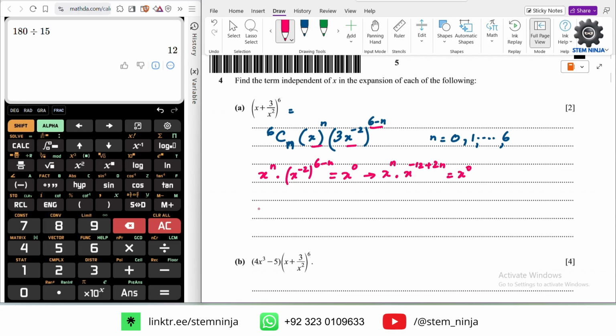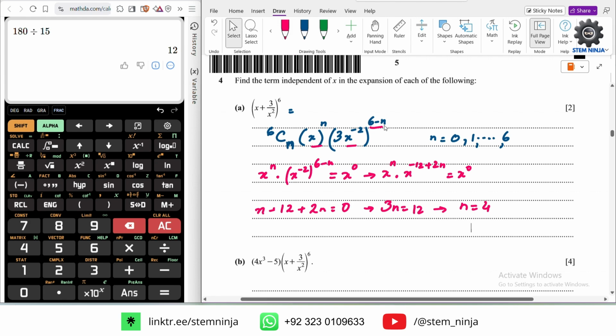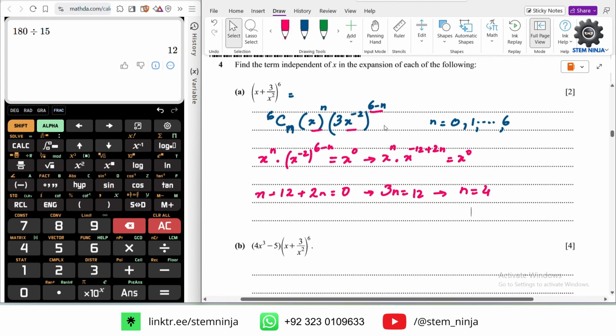So again, if you just equate the powers, you will have n plus minus 12 plus 2n equal to 0. This means that 3n is equal to 12. That means n is equal to 4. Okay.